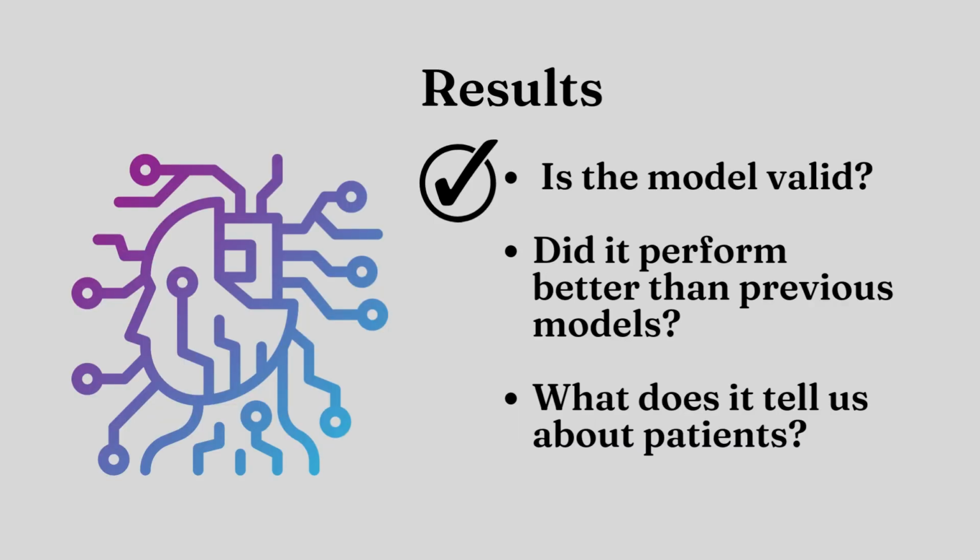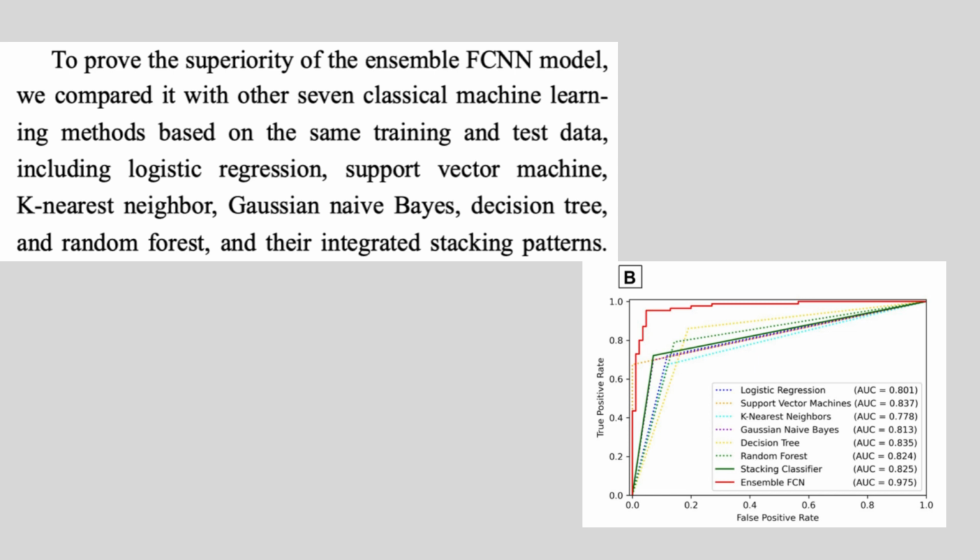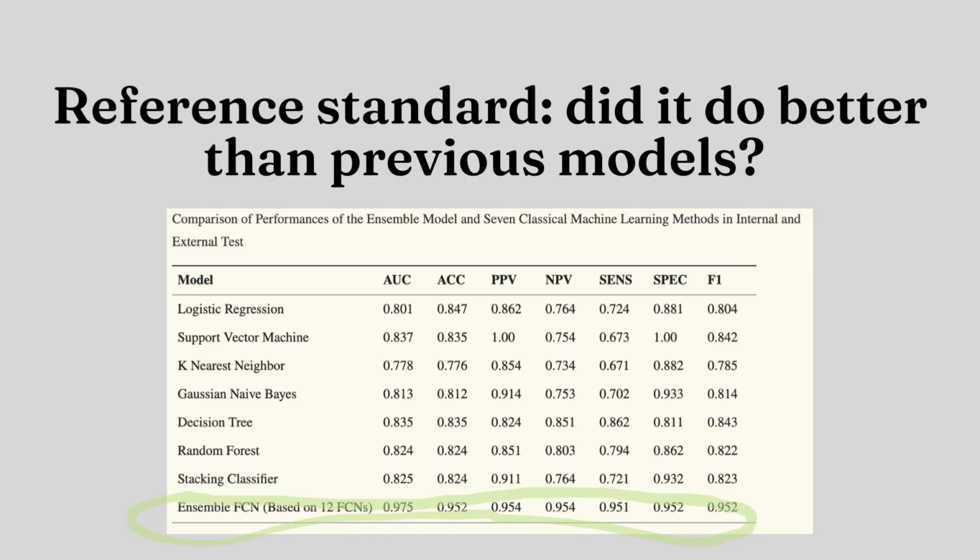We also want to know if it did better than previous models. They tested this fully connected neural network model with 7 classical machine learning models. This graph shows that the true positive versus false positive rate is better for the fully connected neural network. It's up top there in the orange. This is the table you almost always see, and it shows that the ensemble model did better in almost every category than the older models that they tested.